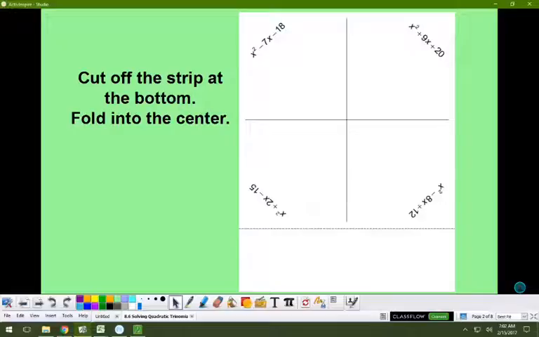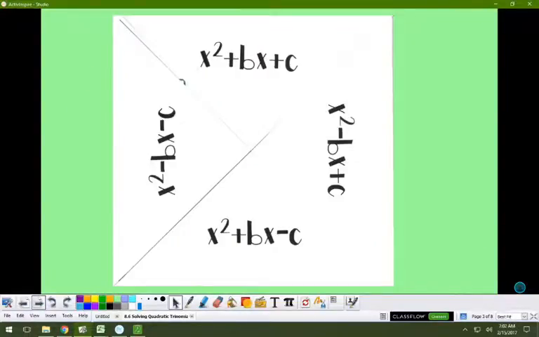So hopefully she has passed out your notes paper for today, your foldable, and it should look like the picture on the screen. You're going to cut the strip at the bottom off so that you have a square, and then you're going to fold that square in so that the corners go into the center, and I'll show you a picture of that in just a second. So these four equations are going to be on the inside. This is what it should look like whenever you have it folded together.